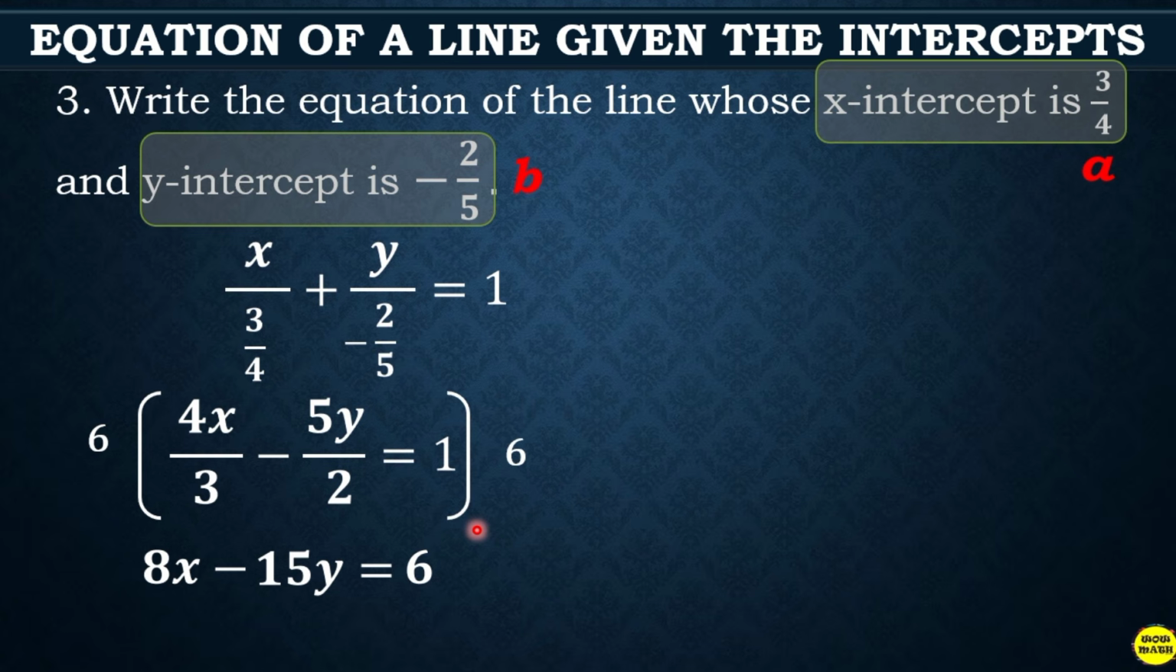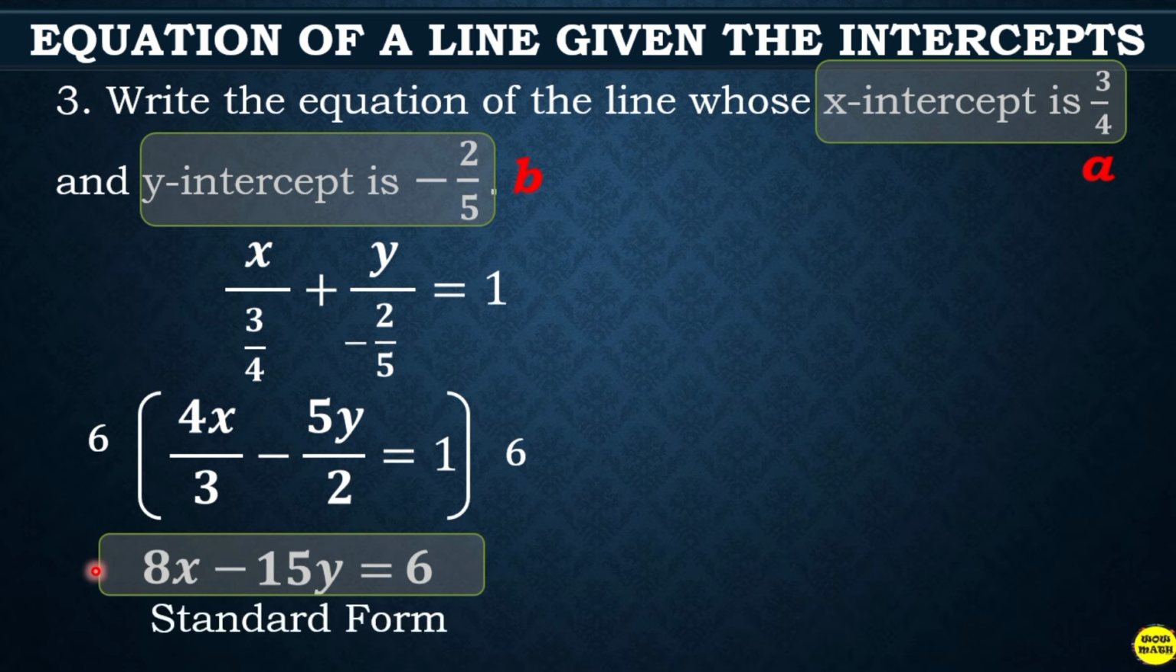So, again, pwede ka ngang dito cross. Okay, so 4x times 2, that is 8x. And then 3 times 5y, that is 15y. Pwede rin po yun. Okay, so we now have the equation of the line 8x minus 15y equals 6 in standard form if your x-intercept is 3/4 and your y-intercept is negative 2/5. Okay, so kung ang hinihingi ay slope-intercept form, sige, paggawin natin. 8x minus 15y equals 6.